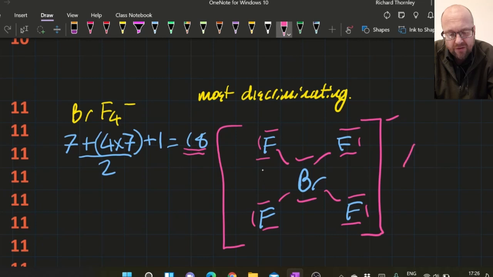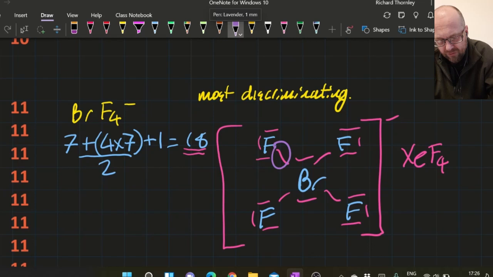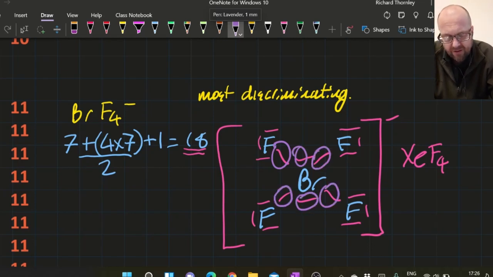Normally we do xenon tetrafluoride. So the electron domain geometry around the bromine. The bromine has 1, 2, 3, 4, 5, 6 electron domains. But it wants another geometry, so it's going to be octahedral. 6 electron domains is octahedral, so it has to be A or C.